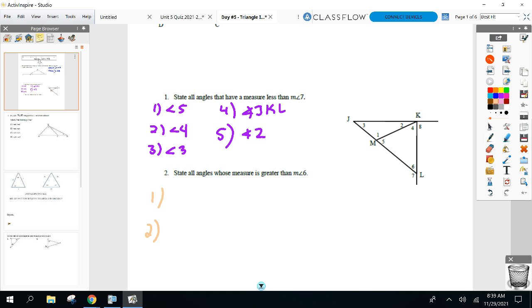Dig deep, dig deep. 6 is an interior. Where would be the exterior then? Can you see a triangle where 6 is an angle?